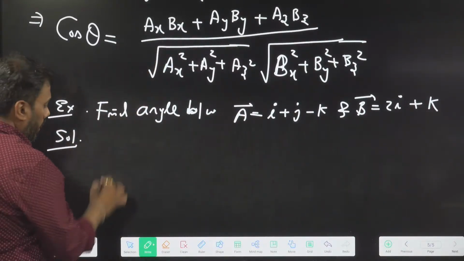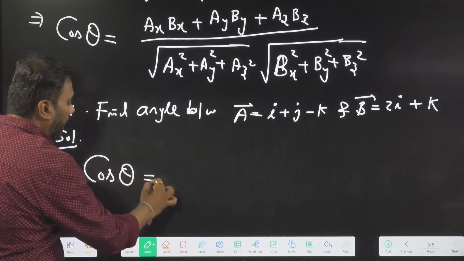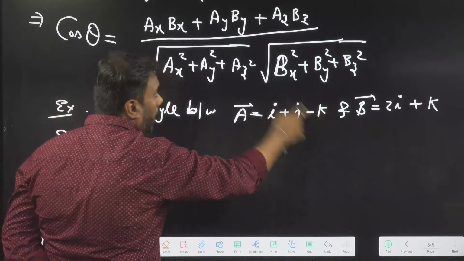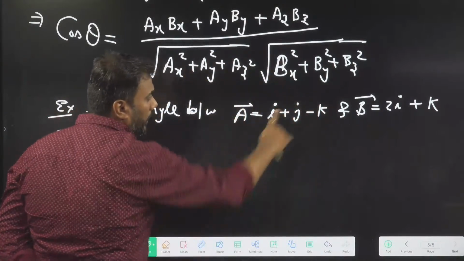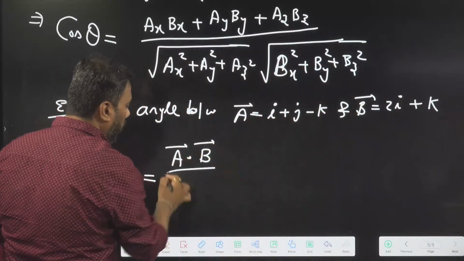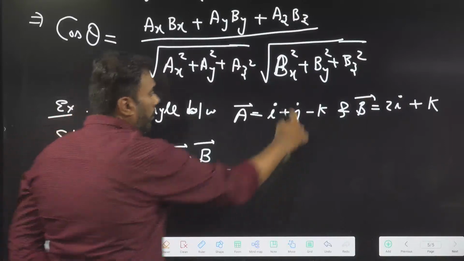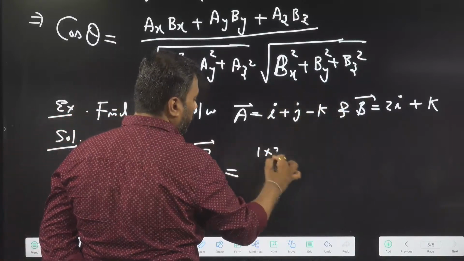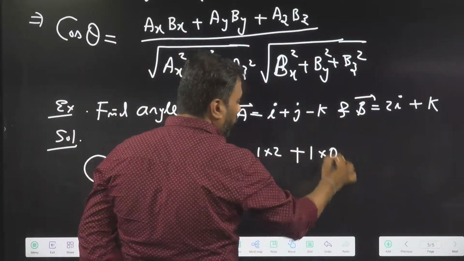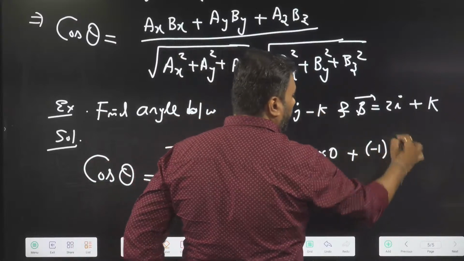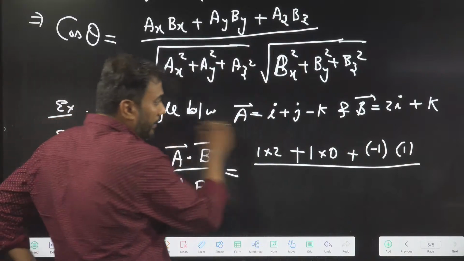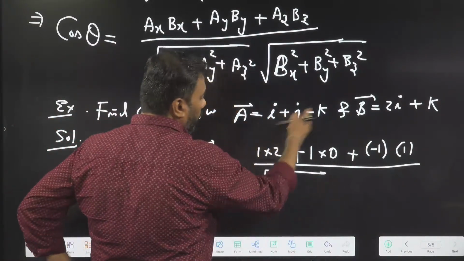Okay, solution. If the angle between two vectors is theta, then cos theta is given by A dot B upon magnitude of A, magnitude of B. What is A dot B here? Let me write the formula first: A dot B upon length of A, length of B. A dot B is 1 into 2 plus 1 into 0, since here the j component is 0, plus 1 into 0. Here k is minus 1 and there k is 1. Whole thing divided by length of A, length of B. What is the length of A? Root over 1 square plus 1 square plus 1 square.